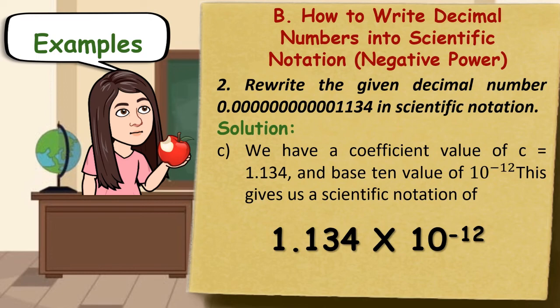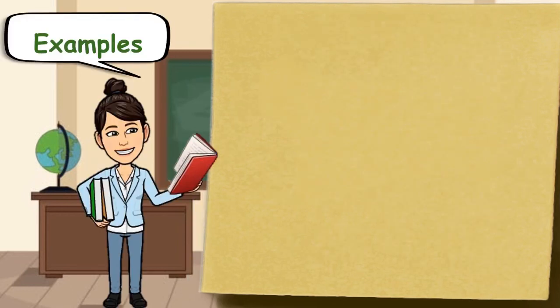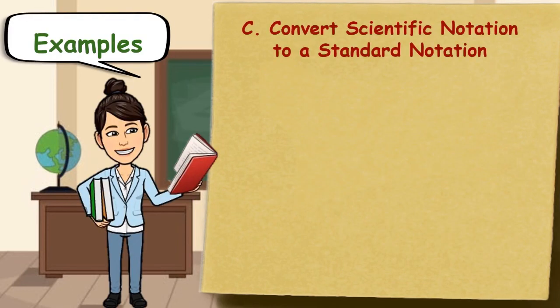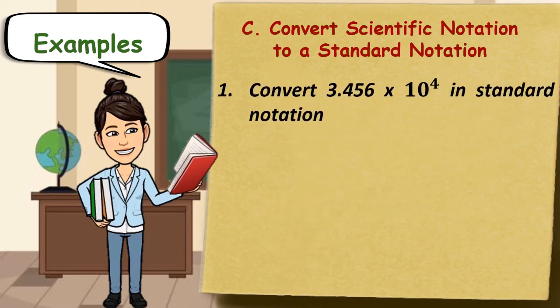That's it, grade 7. I hope you learned the basics of how to write a decimal number into its scientific notation form. How about if we convert scientific notation to a standard notation? Let's have example 1. Convert 3.456 times 10 raised to 4 in standard notation. Here's the solution.